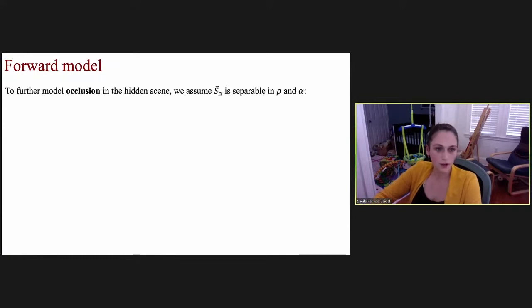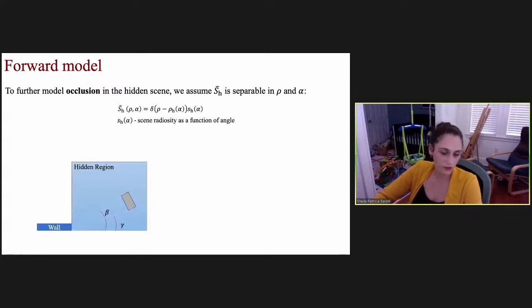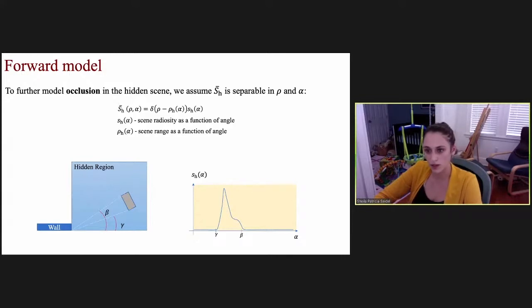To further model occlusion in the hidden scene and make this problem more tractable, we assume that S_H bar is separable in range and azimuthal angle alpha. And so we can write it in this way, where S_H of alpha is the scene radiosity as a function of angle. For a simple scene like this with one target, here's what that might look like. You can see a peak in intensity at the angular location of the target. And then rho_H of alpha is the scene range as a function of angle. So now at most we're estimating a single range and intensity per angle.